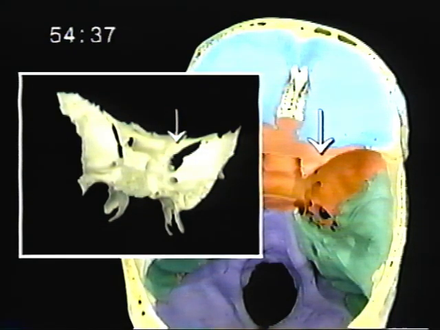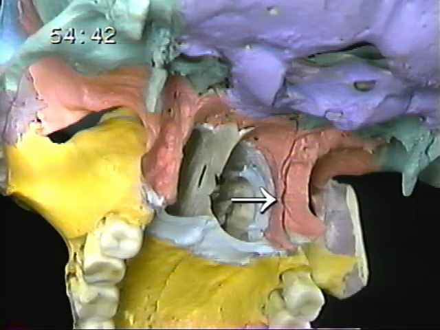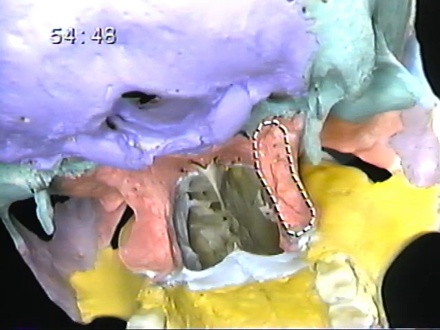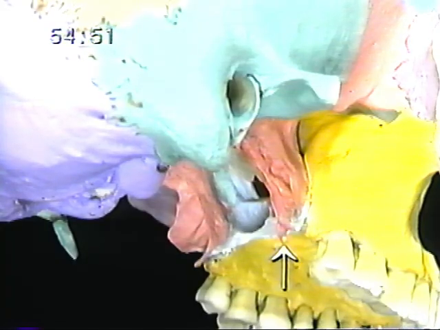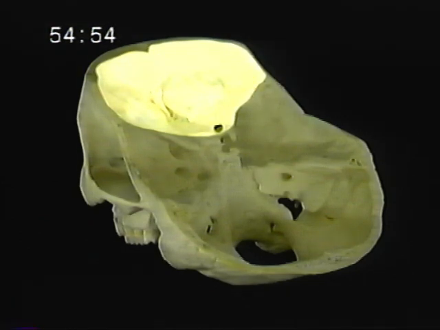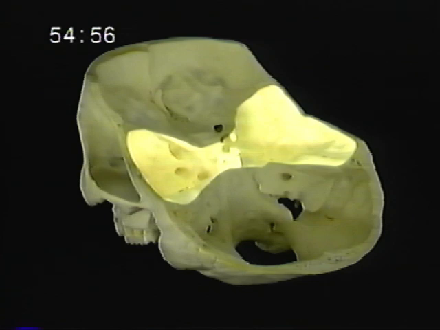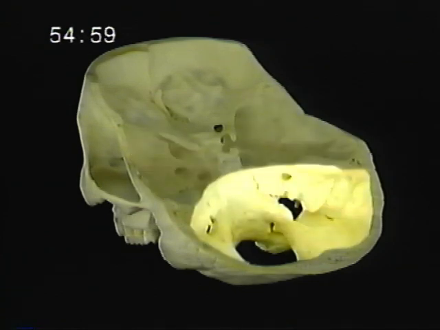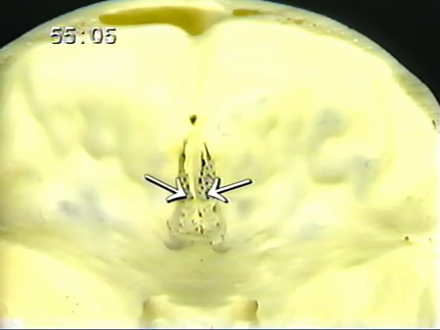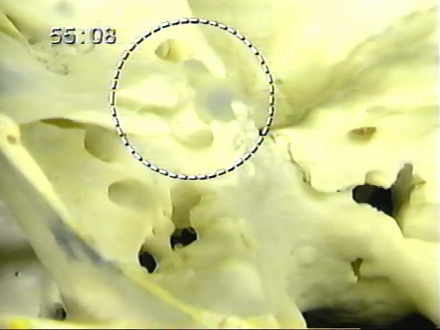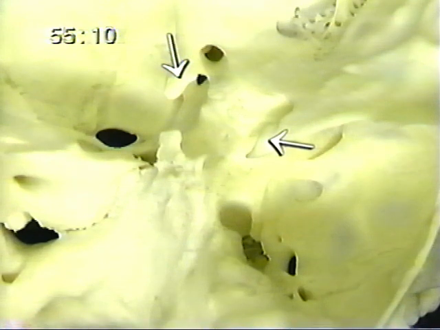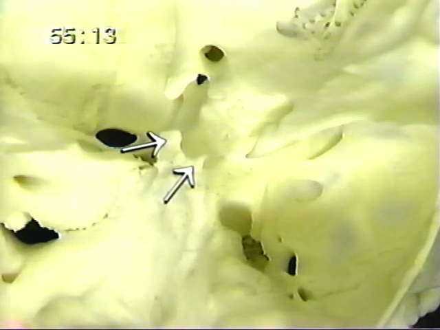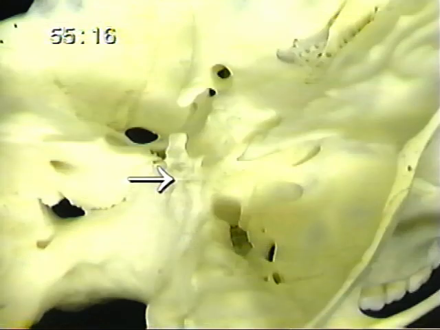On the sphenoid bone, here's the lesser wing, the greater wing, and the pterygoid plates, medial and lateral. Here's the pterygoid fossa, here's the hamulus. On the inside, here's the anterior cranial fossa, the middle cranial fossa, and the posterior cranial fossa. Here's the sphenoid ridge, the crista galli, and the cribriform plates. Here's the sella turcica, consisting of the anterior and posterior clinoid processes, the pituitary fossa, and the dorsum sellae.